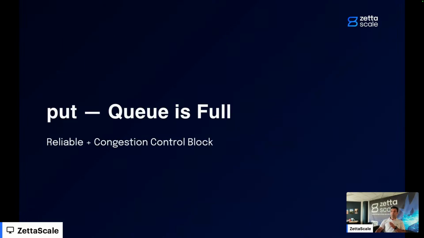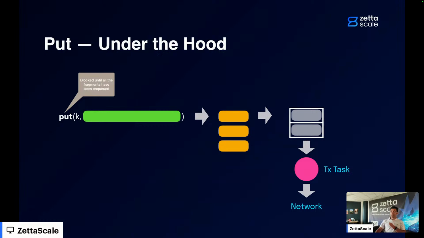Now, what if the queue is full? Well, if the queue is full, then when using block congestion control, there are no resources available. So the only thing we can do is to prevent progress. So your put operation will block, okay? And will block until obviously there is some space made to enqueue all those fragments, as we saw before.